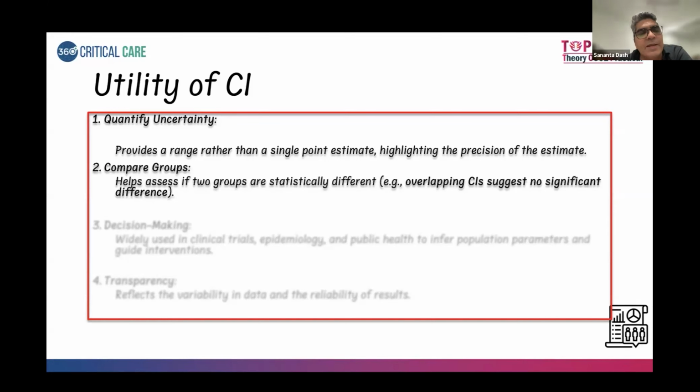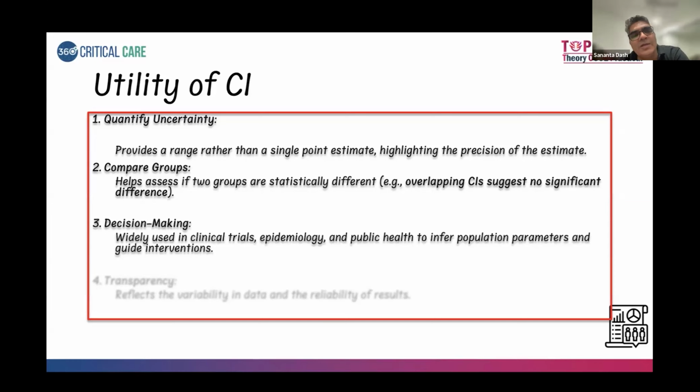Second, compare the groups. It helps to assess if two groups are statistically different. Overlapping confidence intervals suggest that there is no significant difference between the groups. If the confidence intervals of both groups overlap, then there is probably no statistical significance between the effect of the intervention or drug between the two groups.